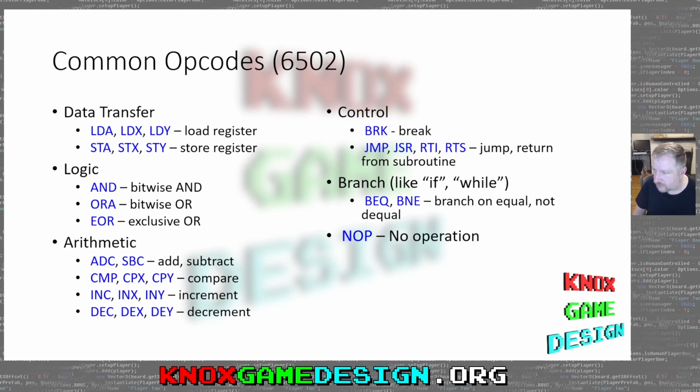Then you got your control statements. So you got BRK for a break if you're in like a loop. And then you got your jump commands, JMP, JSR, RTI, and RTS. So if you want to jump to another point in your code execution, use a jump. Or if you jump to like a sub-procedure, you can go back with RTI and RTS. Basically return from subroutine, I believe that stands for.